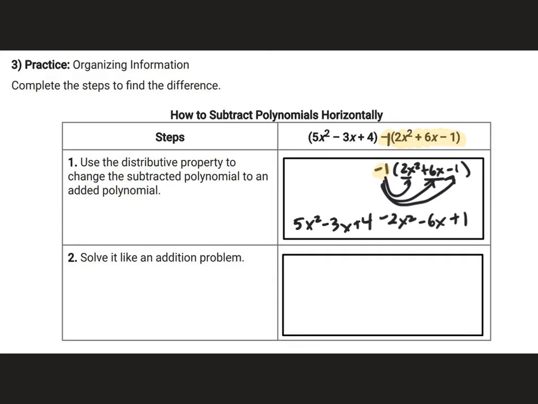And now all I have to do is solve it like an addition problem. So I'm going to solve it like an addition problem by combining like terms or collecting like terms. So I have 5x squared and minus 2x squared. And so that's going to be 3x squared. I have negative 3x and negative 6x that I can combine. And so that gives me negative 9x. And then I have positive 4 plus 1, which is positive 5. And so that's going to be my final solution for this.